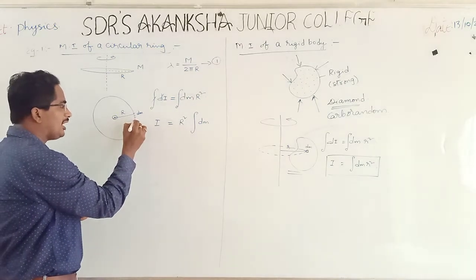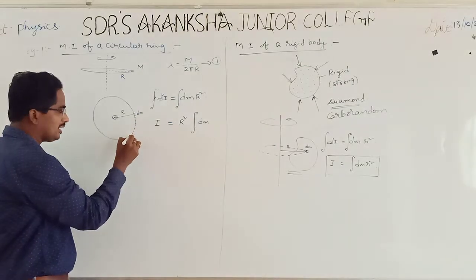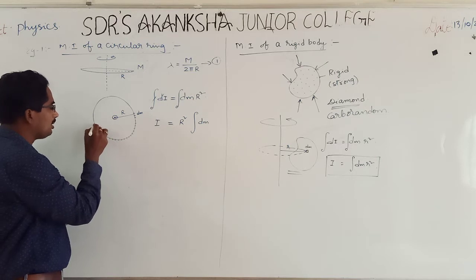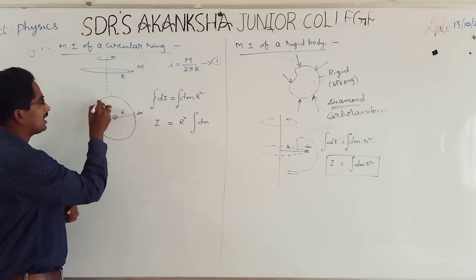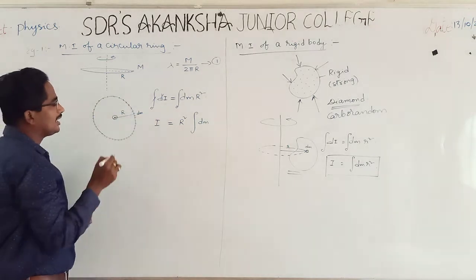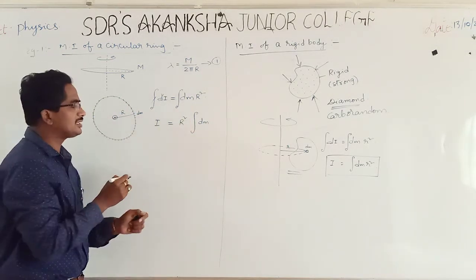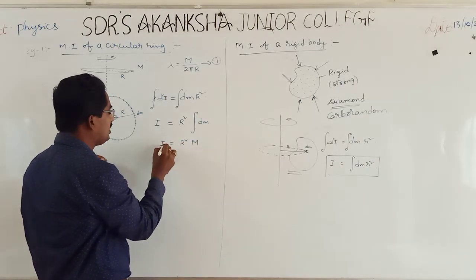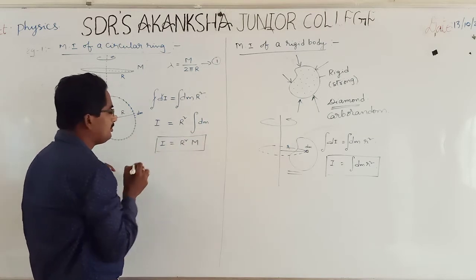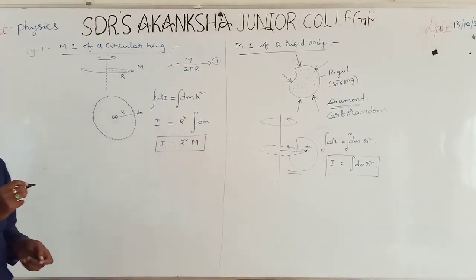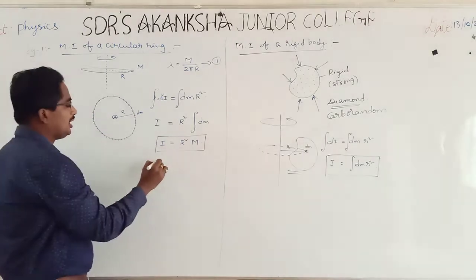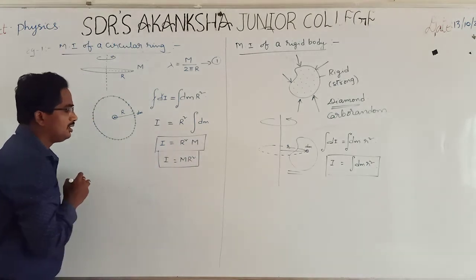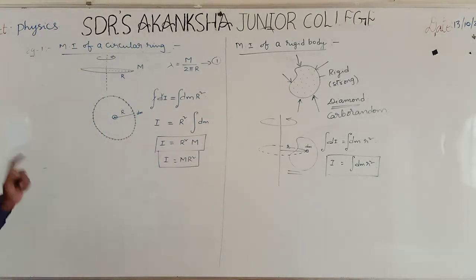If you add all the elements, then we get the total ring here. So the sum of the mass of all the elements is nothing but the total mass. What is the total mass value here? Capital M. So here we replace the integral of dm with capital M, and the answer we get is r square into M. This is the moment of inertia of the ring. Do remember, the moment of inertia of the ring about a perpendicular axis is equal to M r square. What is the formula? M r square. Do remember it.